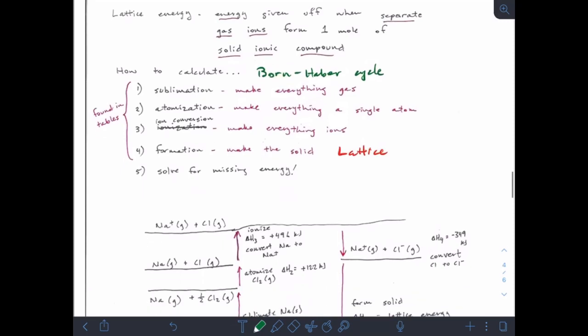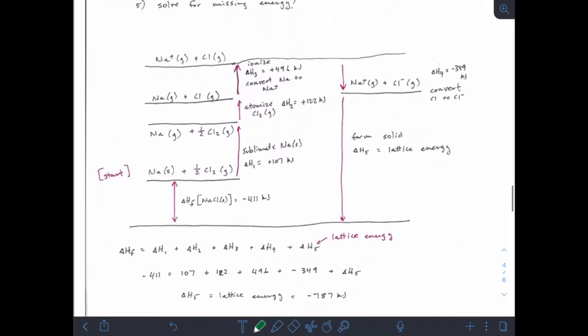So let's take a look at what that process looks like. We begin over here on the left where it says start. What I have is some solid sodium and some chlorine gas, neutral components. And we know what the enthalpy of formation is for that compound. It's a release of 411 kilojoules. So we're not starting at zero. We're starting a little bit below zero energy.